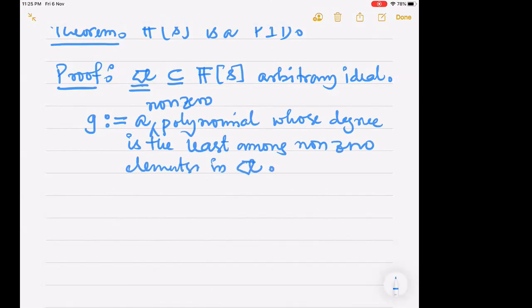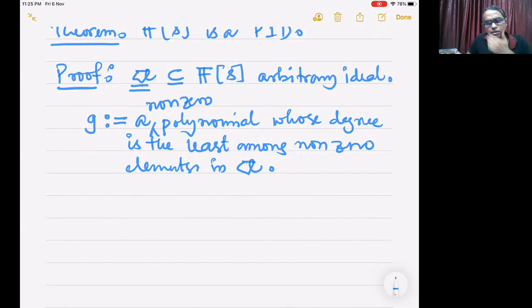What is the guarantee that such a polynomial G would exist? Well, it's very simple. Otherwise, it's the trivial ideal. Trivial ideal means only zero is there, and zero is the generator, so it's principal. But we're talking about non-trivial. Because it's non-trivial, there will be non-zero elements in the ideal. And if there are non-zero elements in the ideal, now notice what could be the degree? Degree could be 1.